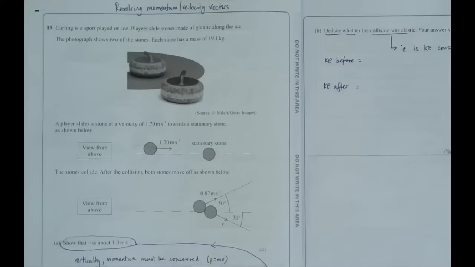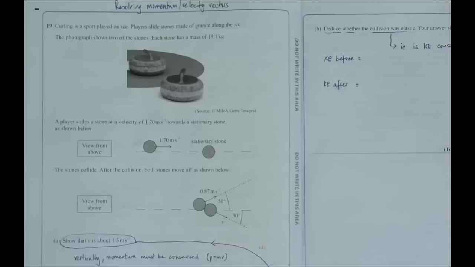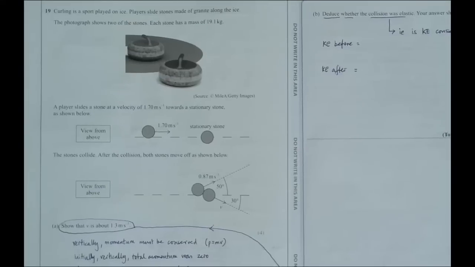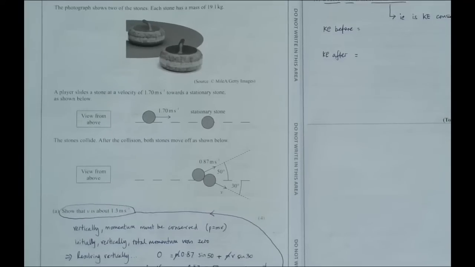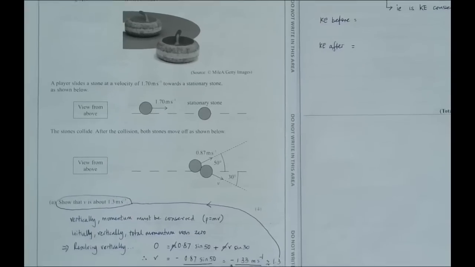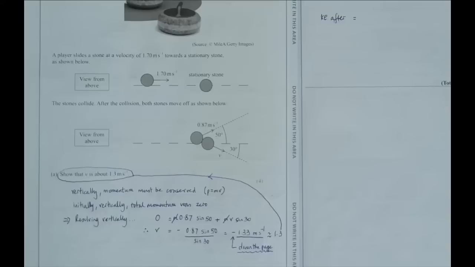Vertically, momentum must be conserved. The equation for momentum is p equals mv. Initially, vertically, the total momentum was 0. How you get the marks we'll go through later on, but this is the underlying theory. Resolving vertically, the total momentum before was 0, which should equal the total momentum after. Interestingly, the mass is the same for both, so you can cancel out the masses, and you come up with the following algebra.